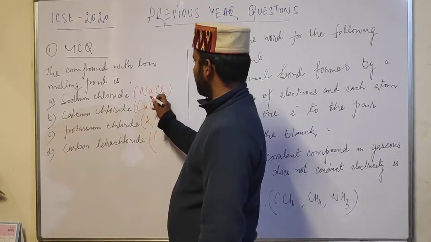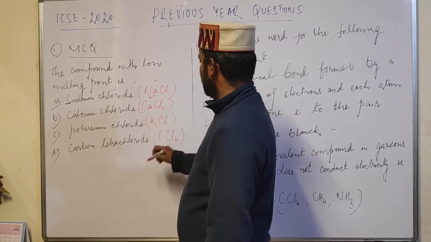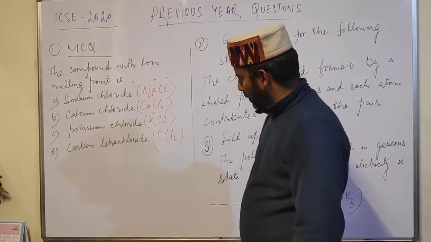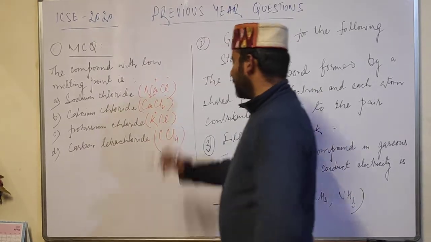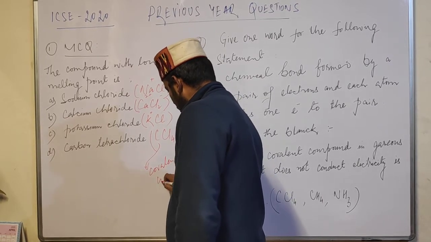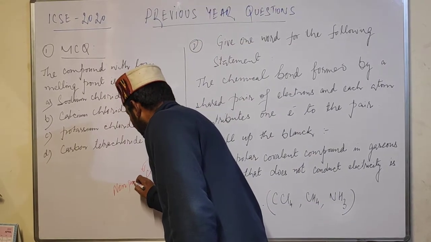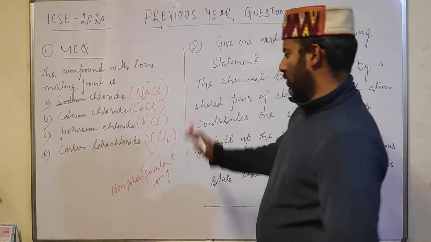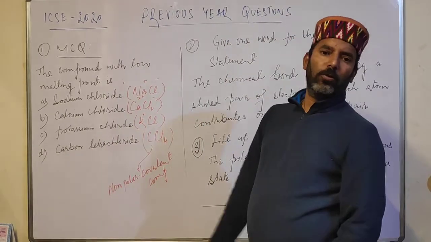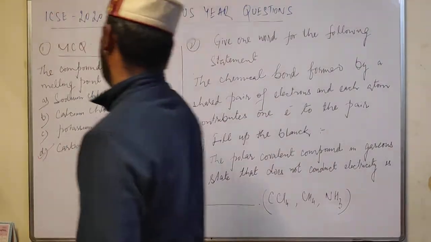Now students, see, NaCl is an ionic compound, calcium chloride is also an ionic compound, potassium chloride is also an ionic compound, and generally ionic compounds have high melting and boiling points. Now the last option, carbon tetrachloride, is a covalent compound, and also we know that it is symmetrical, so it is a non-polar covalent compound, and therefore the intermolecular forces in CCl4 are very weak, and therefore carbon tetrachloride has the lowest melting point. So the correct option is option D.